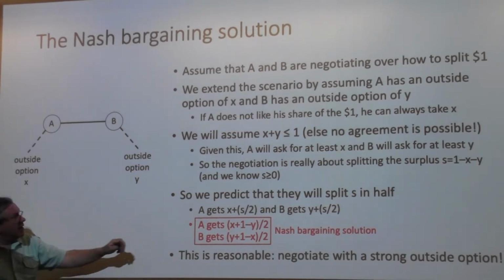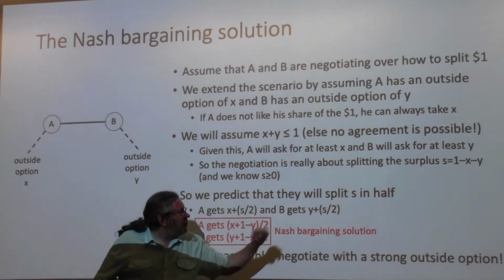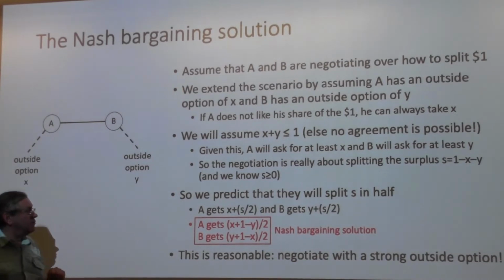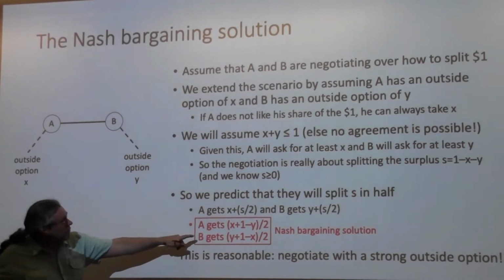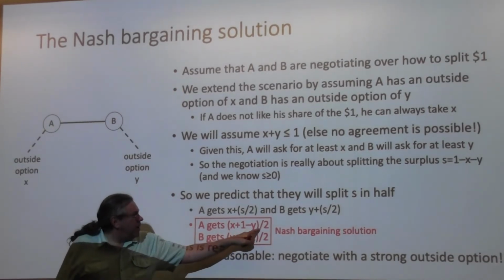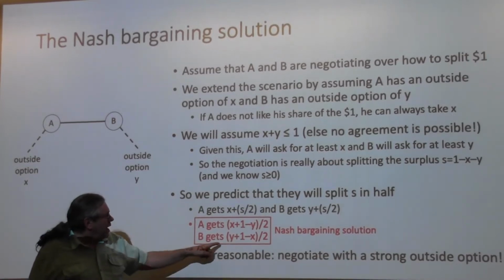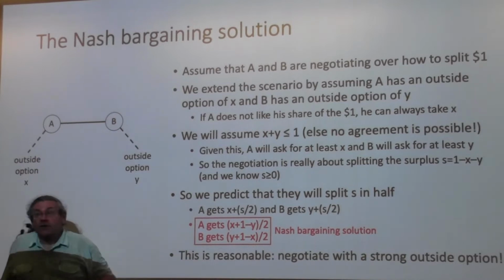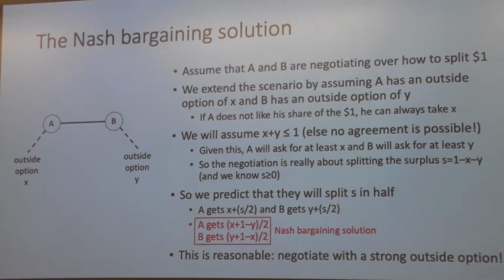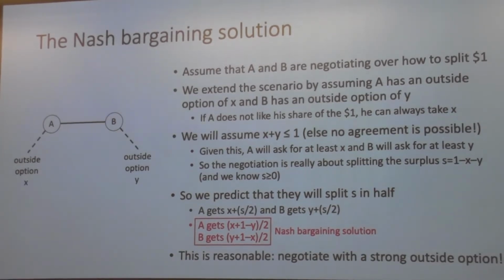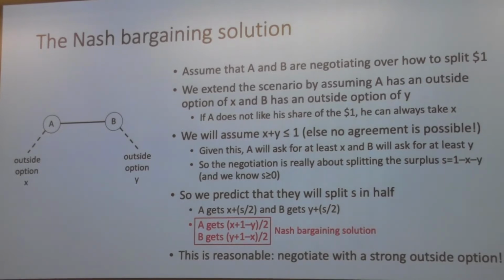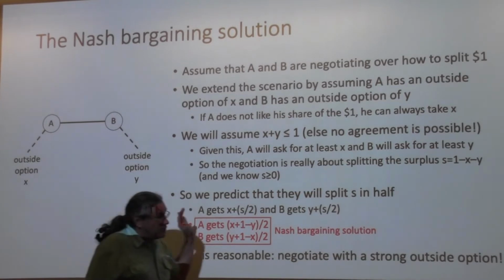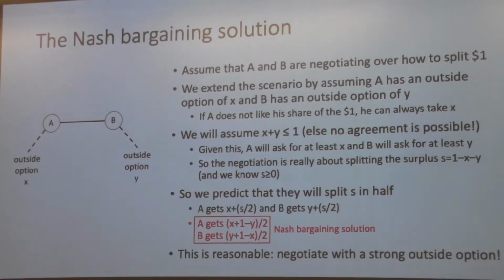A gets X plus S over 2, and B gets Y plus S over 2. So if you work it out, A will get X plus (1 minus Y) over 2, and B will get Y plus (1 minus X) over 2. And this is a kind of equilibrium. This is giving the best reasonable result for each of them. And this is called the Nash bargaining solution. Okay, so this is the first principle.